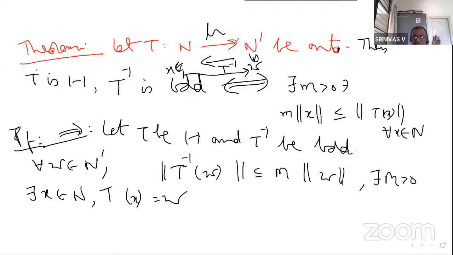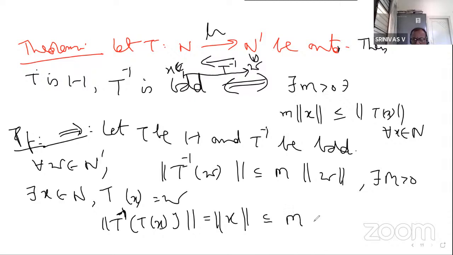This happens because your T is onto. Otherwise, it may not be possible. You are taking W from N dash, so there will be an X in N such that T of X is W. Okay. Now you put T of X for W. What happens? Norm of T inverse of T of X is equal to, what is this equal to? X. Because your T and T inverse are inverse of each other. And you are assuming 1 to 1 also. So T is a bijection. So T inverse composite T will be identity. Identity of X is X. So this is norm X.